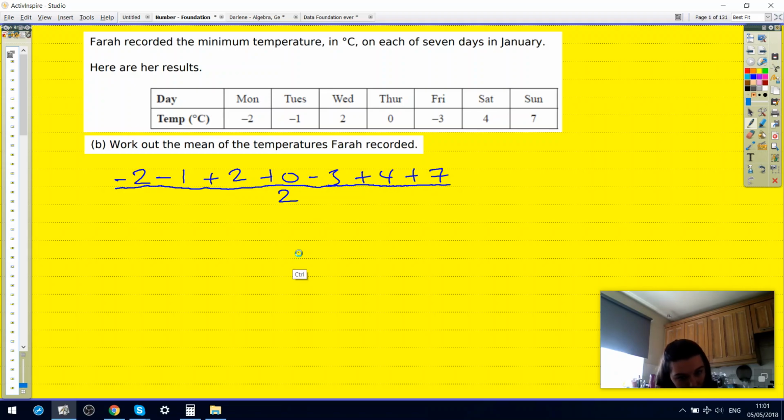Oh, not divided by 2, sorry. Yeah. And even if there's a 0, like in this case, it's still 7. One day had 0. Some people will divide by 6, thinking there's only 6. So what answer will you get here?